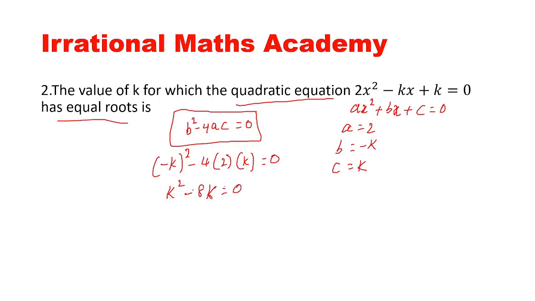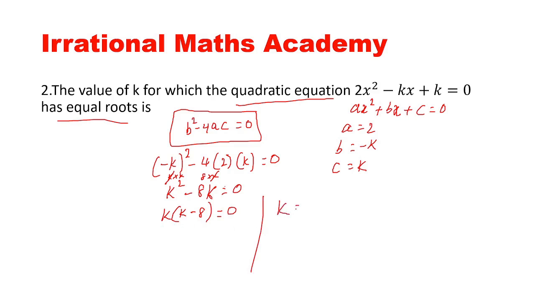Now it is a quadratic one, right? You will have two k values. Since it is a quadratic, from this I can take k common. k square can be written as k into k, and 8k can be written as 8 into k. I can take k common. If I take k as common, k is left here, with the sign minus, and here 8, equal to 0. Since the product is equal to 0, we have to equate each factor separately.